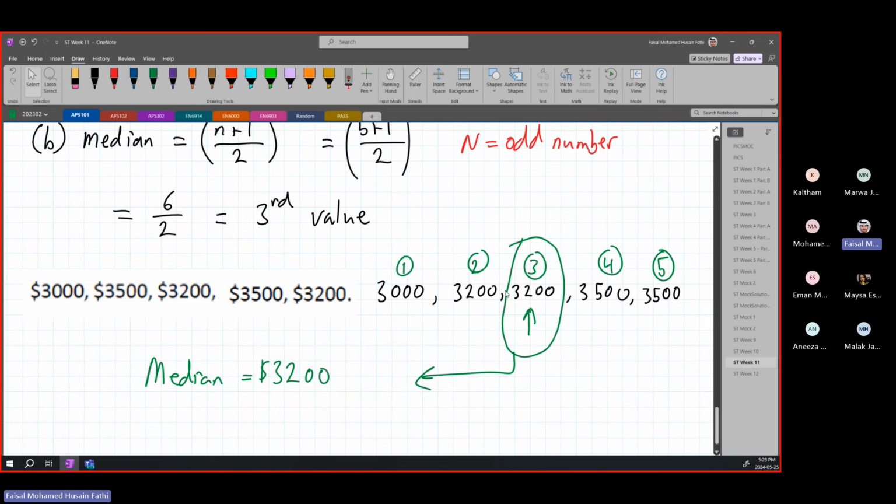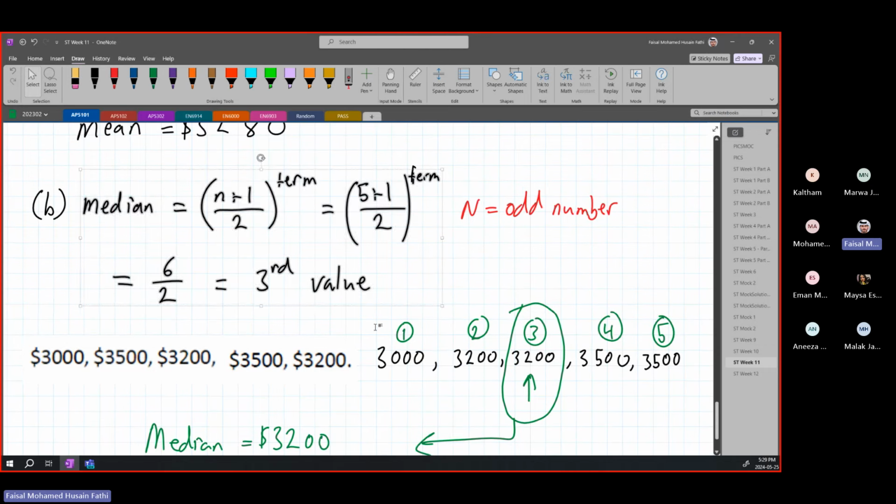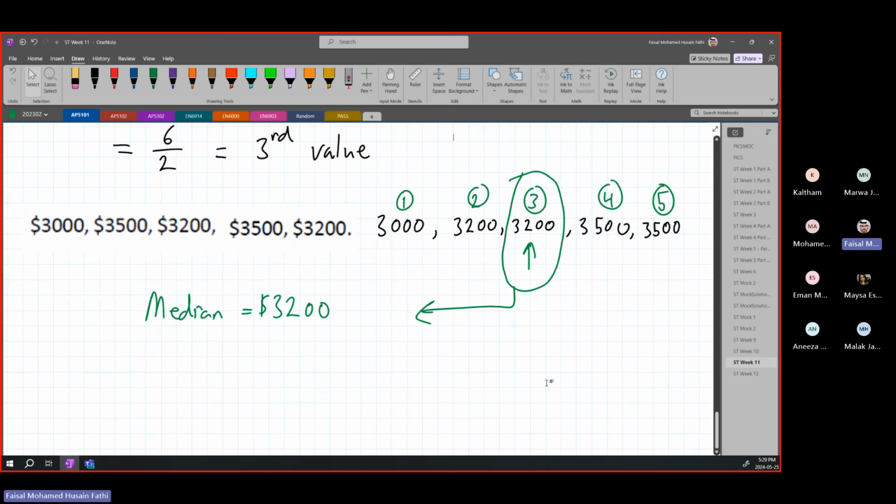If you notice, you can easily see it when you have a small amount of numbers. You can easily see where the middle number is going to be without having to apply this equation. But in case you have a lot of values, like a lot of numbers, this will make it just a bit easier to find the middle value.